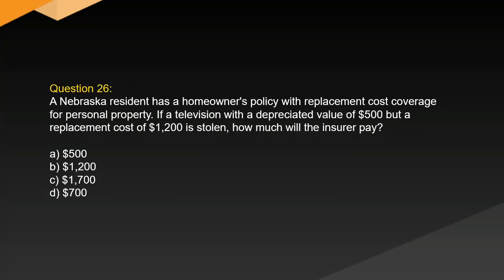Question 26. A Nebraska resident has a homeowner's policy with replacement cost coverage for personal property. If a television with a depreciated value of $500 but a replacement cost of $1,200 is stolen, how much will the insurer pay? A. $500. B. $1,200. C. $1,700. D. $700.